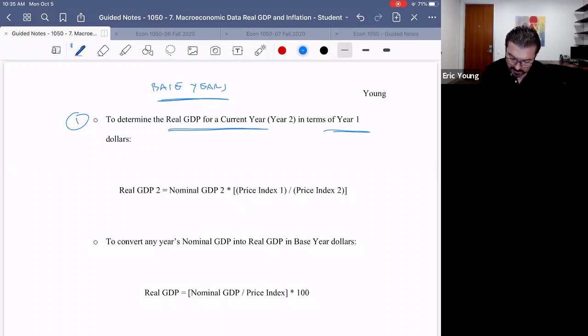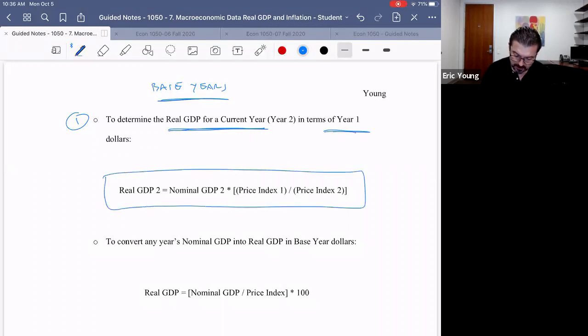To determine the real GDP for a current year in terms of a base year, it's simply here. The real GDP for year 2, or the current year, is going to be equal to nominal GDP multiplied by this fraction here, the price index in year 1 divided by the price index for year 2.